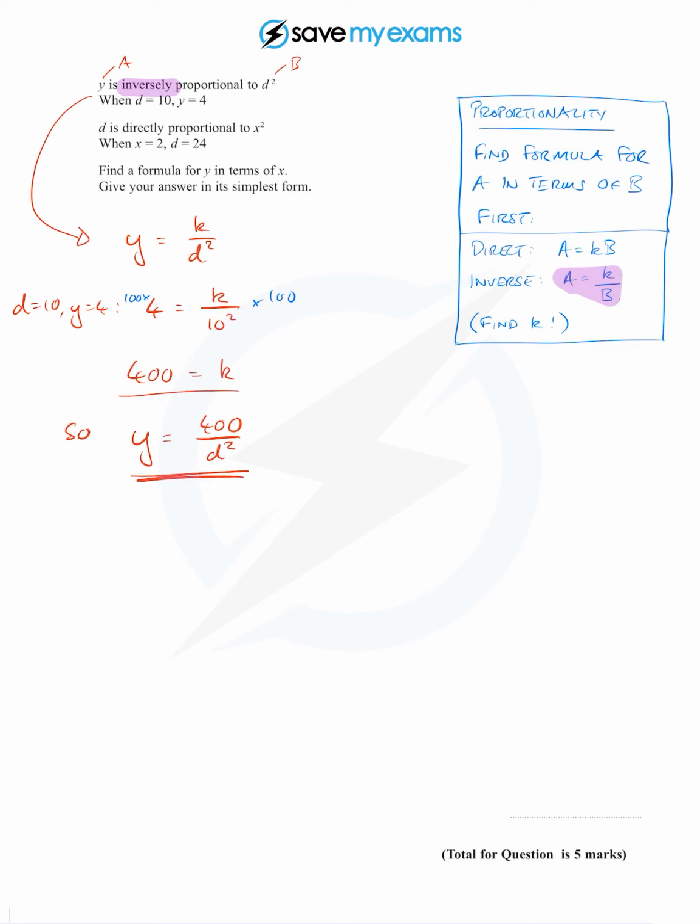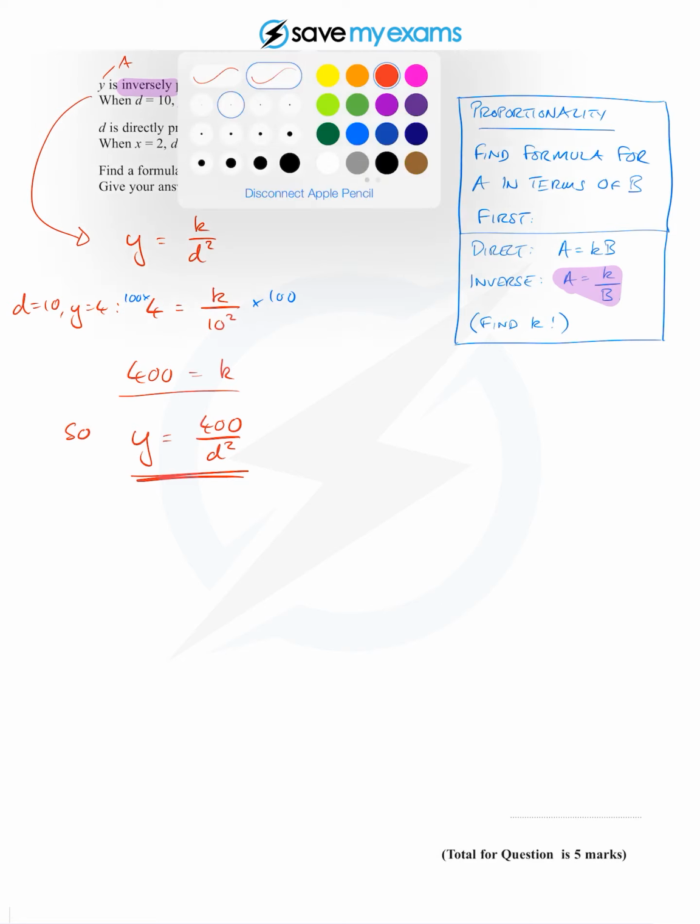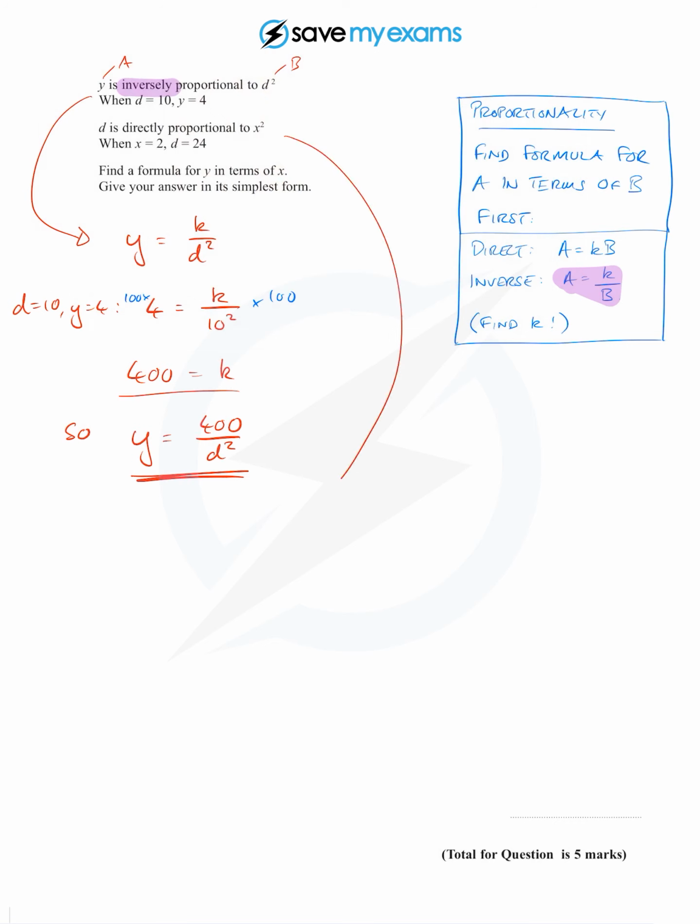Right, so I've dealt with the first bit. Now what about the second bit? So let's do this down here. Now this time, obviously the d is a and the x squared is b. And it's not inversely proportional this time, but directly proportional. So we're going to use the other form of proportionality, which is a equals kb. So here we go. A, which is d in this case, is equal to k times b, which is x squared. And the information we're given is that x equals 2 and d equals 24.